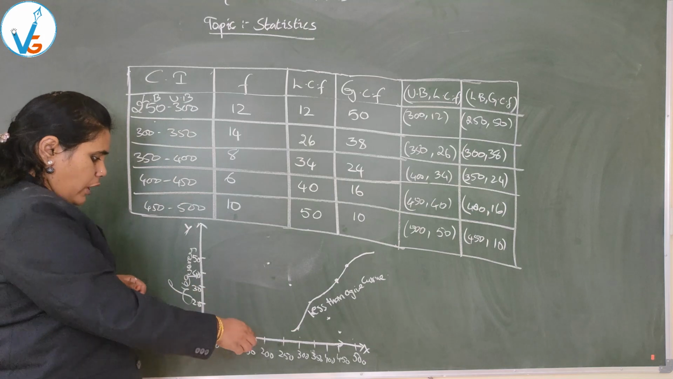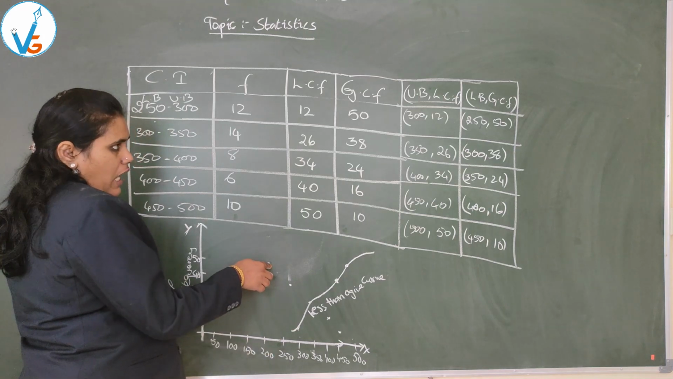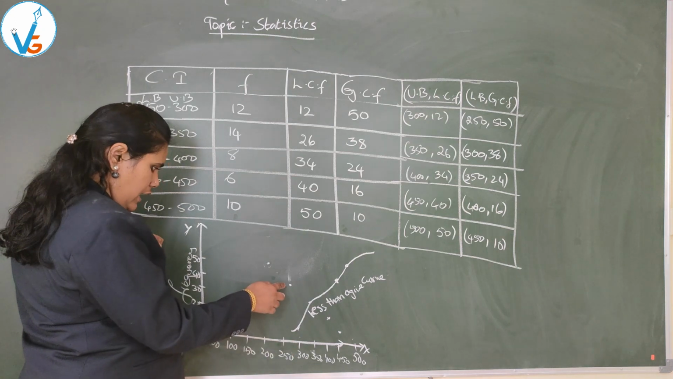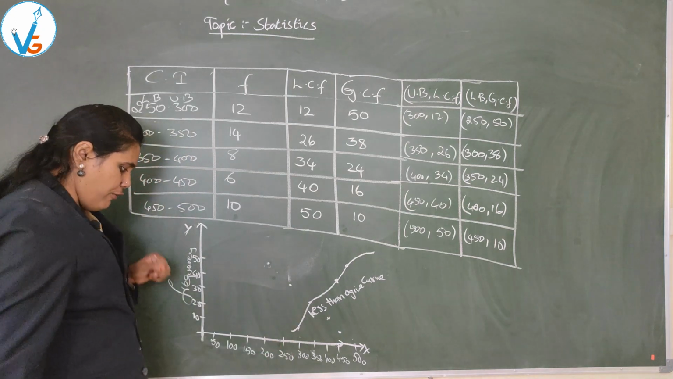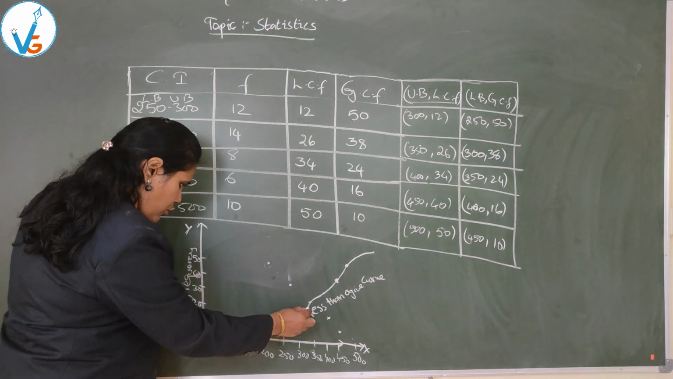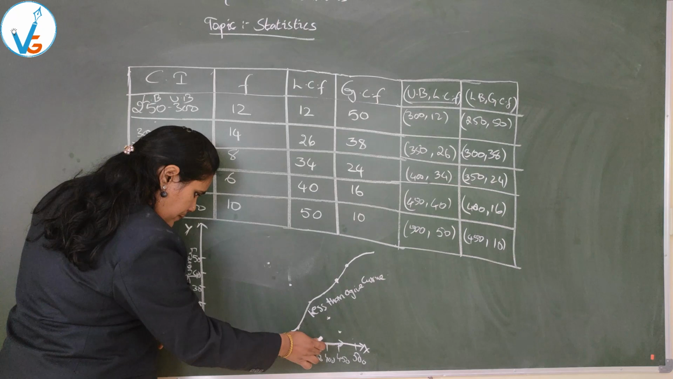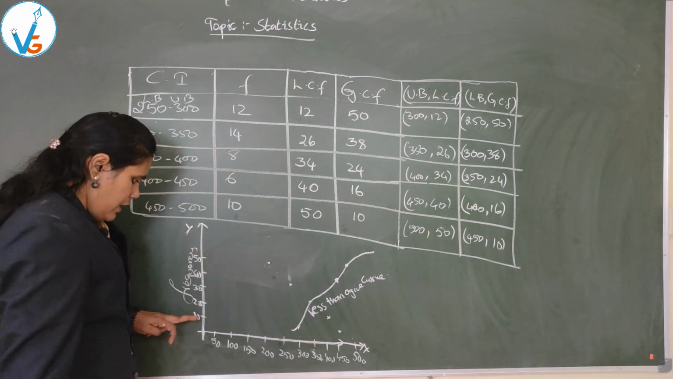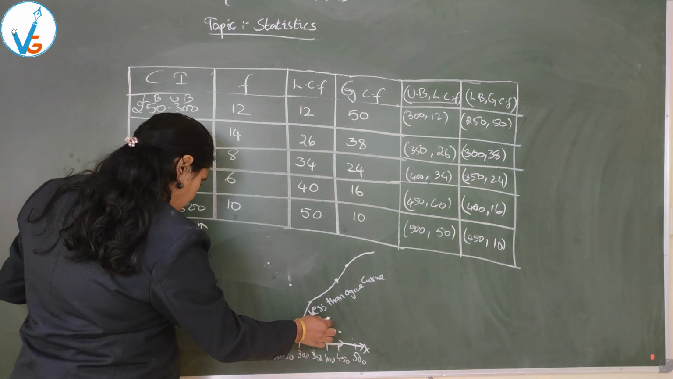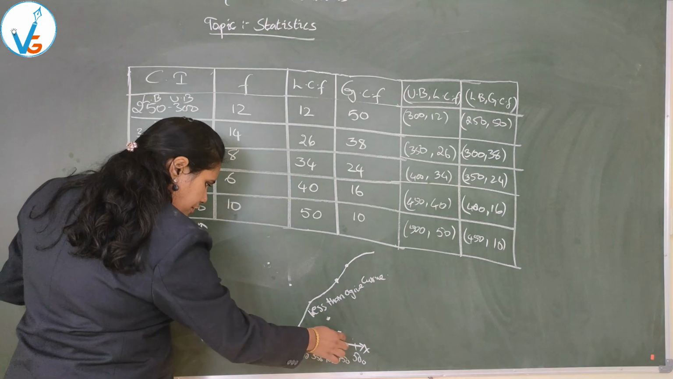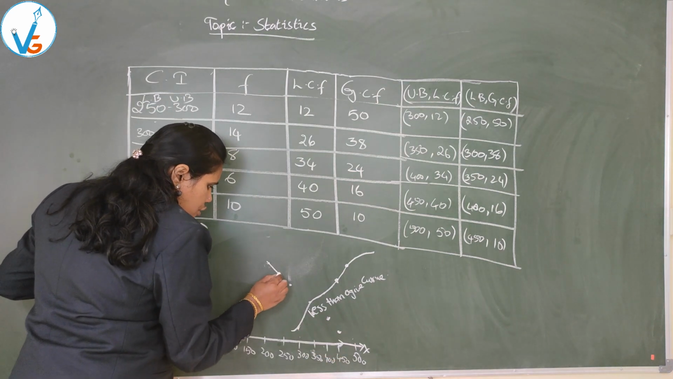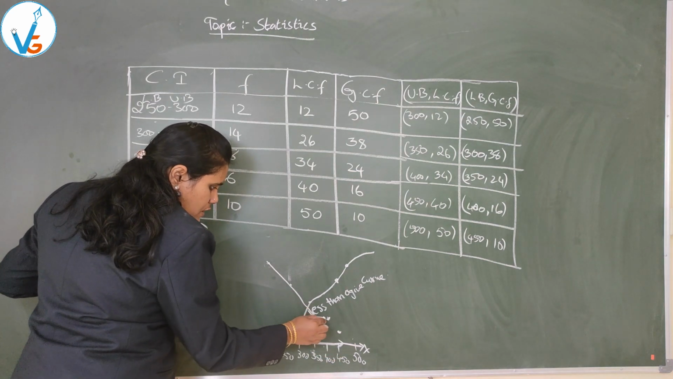So what is our first point? 250 comma 50. I have located it. Next one is 300 comma 38. 38 will be nearer to 40. Next 350 comma 24. 24 will be here. Next one is 400 comma 16. It is located here. Next 450 comma 10. It is located here. Now we should join all these points.